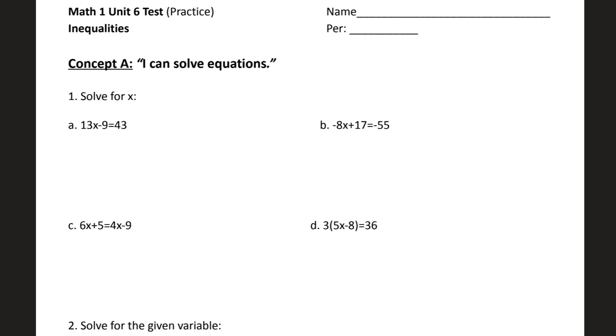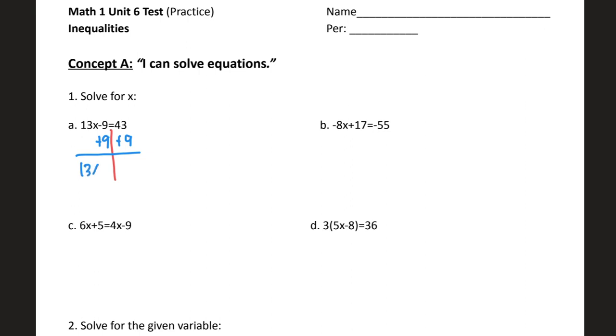Here's the Unit 6 practice test. So starting with concept A, I can solve equations. So in number 1, we're solving for x in all of these problems. So remember, first thing you have to undo is addition, subtraction. So I'm going to add 9 to both sides.